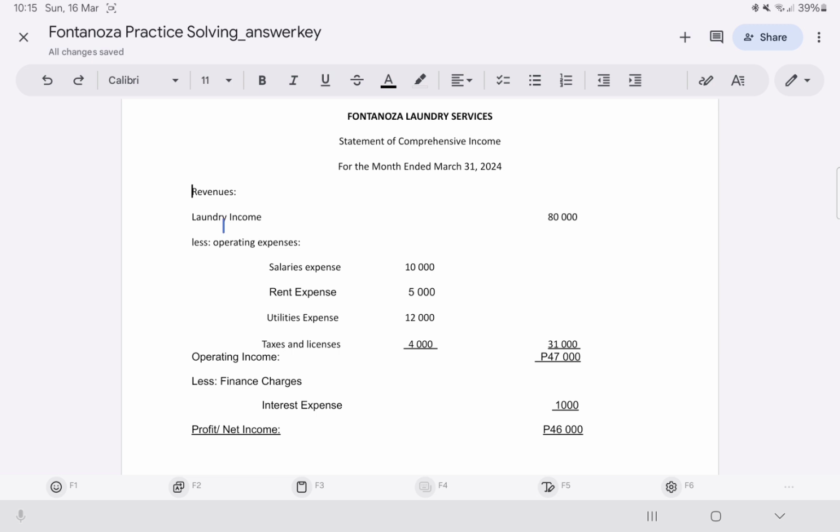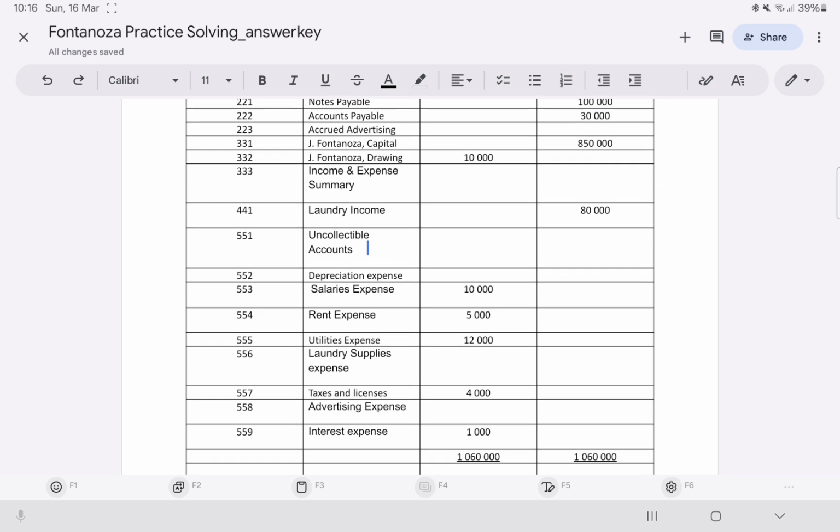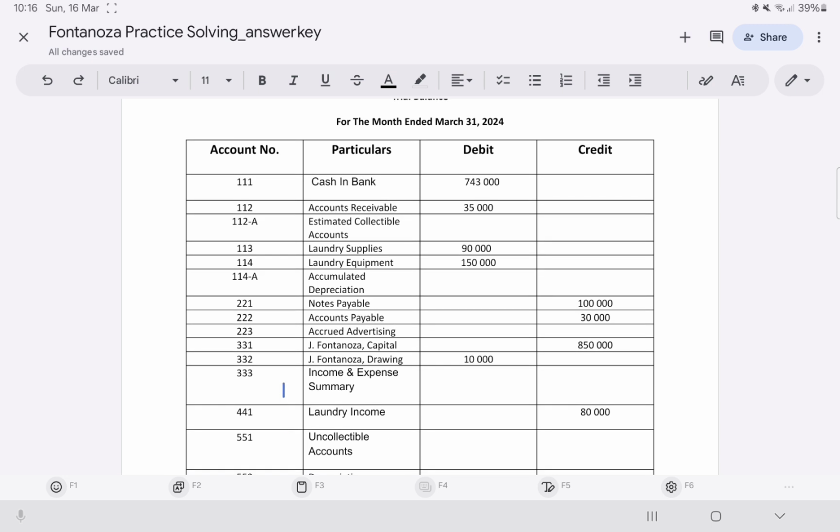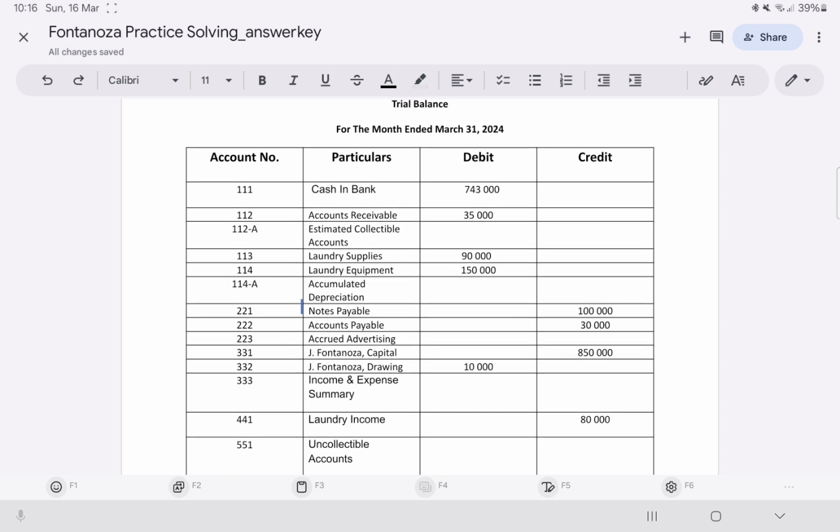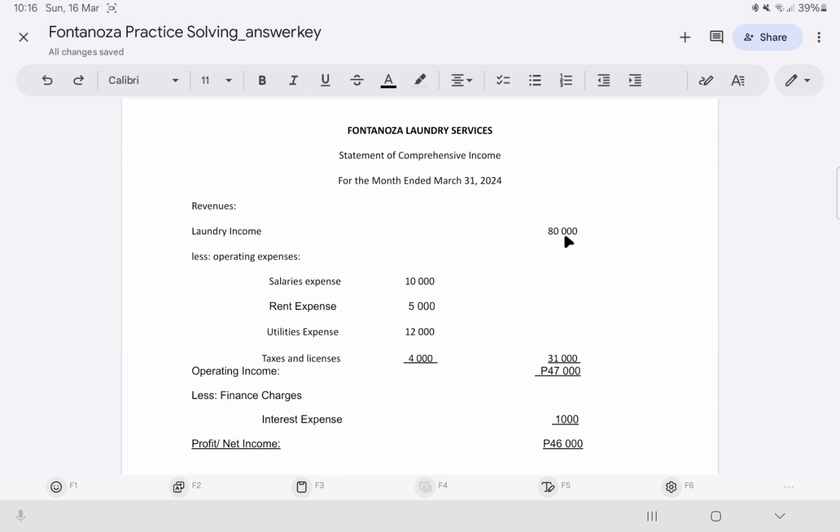revenue, we have revenue in the problem. So what is the income in the problem of Fontanoza? We have laundry income 80,000. So where did you get the laundry income 80,000? Go back to the trial balance. Okay, in the trial balance we have laundry income, where is that? 441 laundry income credit 80,000. Okay, so therefore 80,000 is indicated here, and it should be indented, and please follow the format.